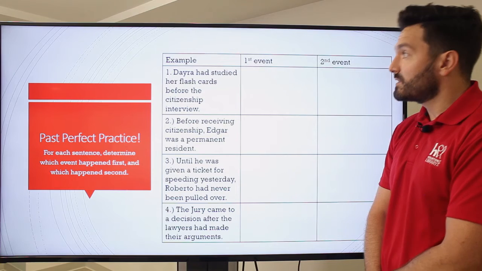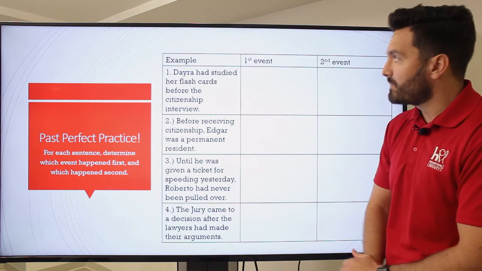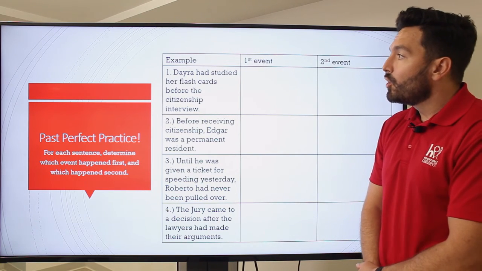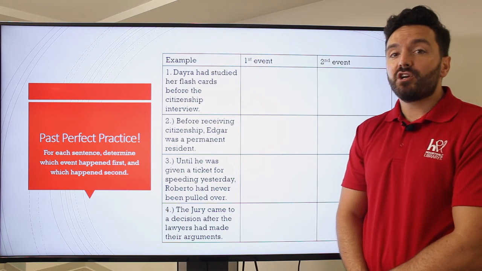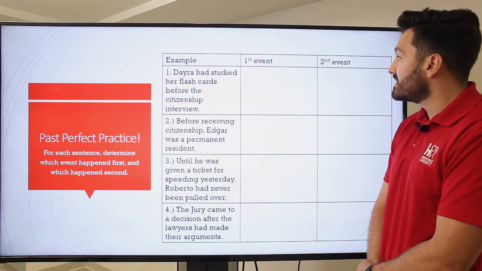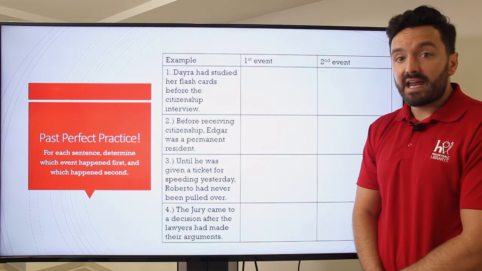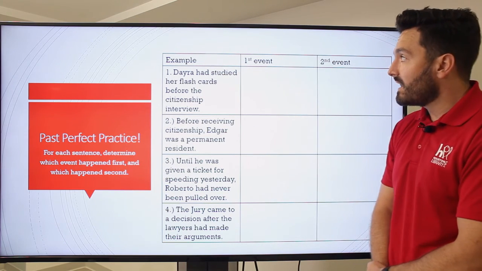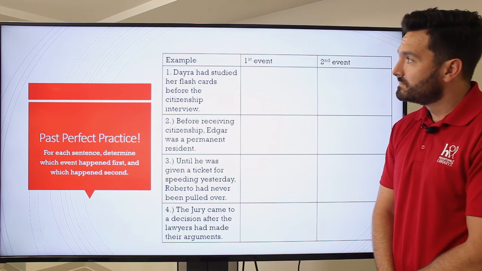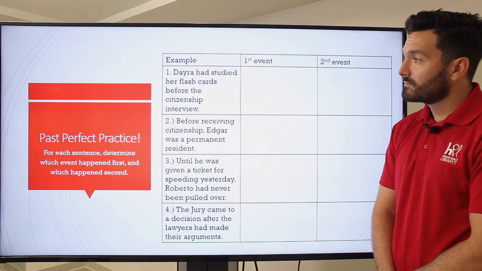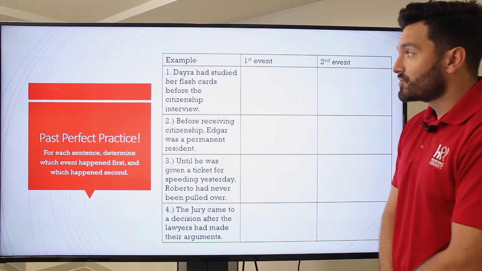Okay, so let's practice. We have 4 examples up here. I'd like to know which of the events in the sentence happened first, and which of the events in the sentence happened second. All right, take a moment, read through the sentences, and try to figure out which is first and which is second. Go ahead.